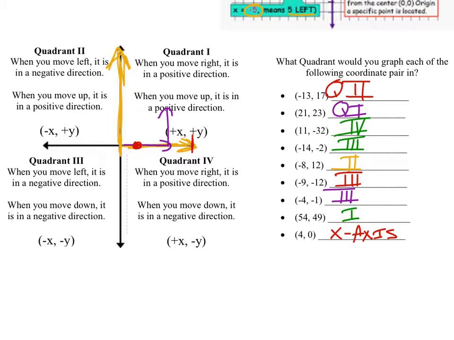But if it was 0, 2, what do you guys think? Where would that be? It would be on the y-axis. And if it's 0, 0, do you just say origin? Yes, that is correct. So the last one, the unique one, would be 0, 0, which is the origin.